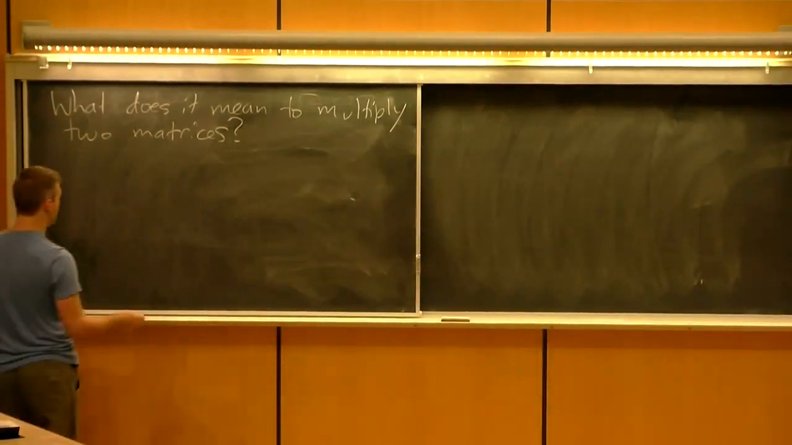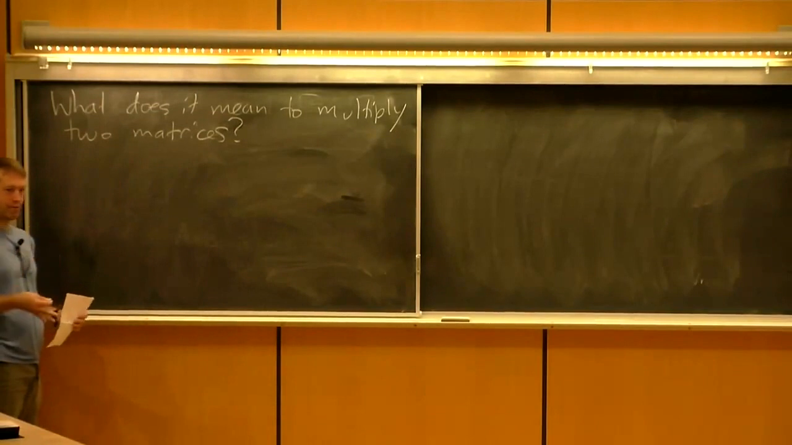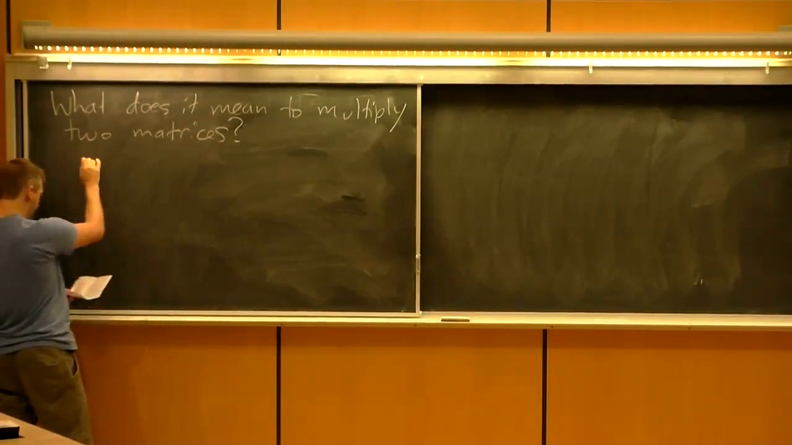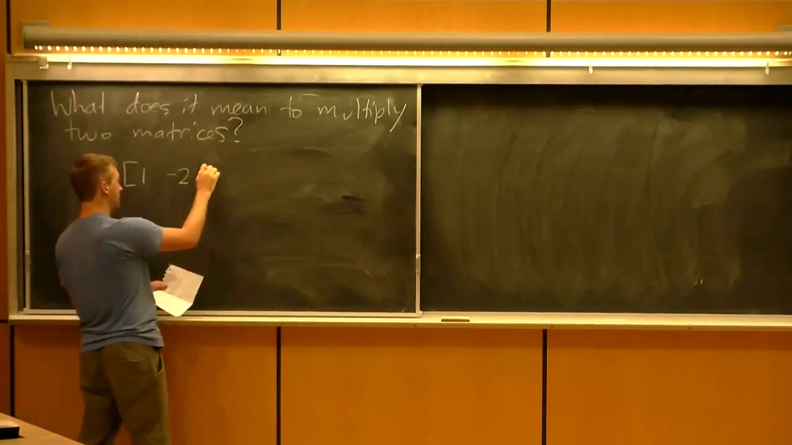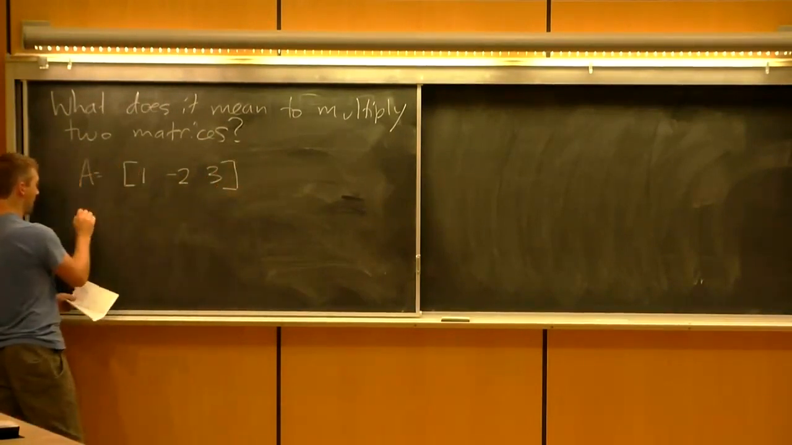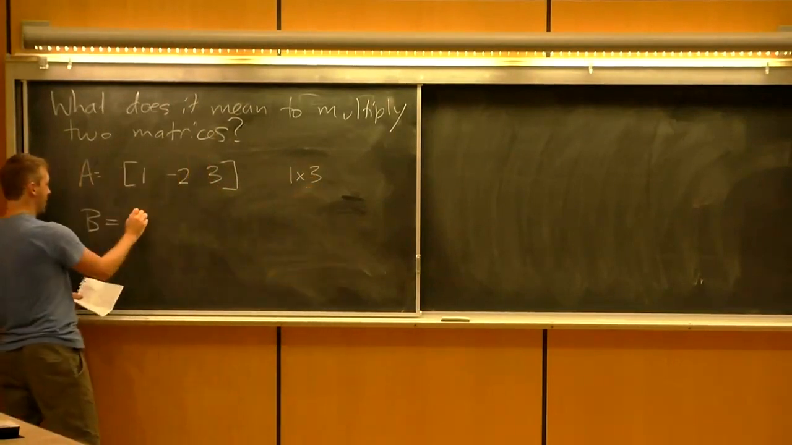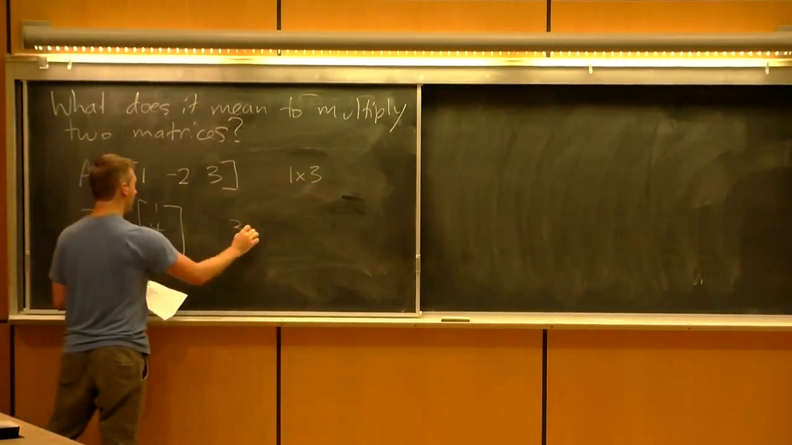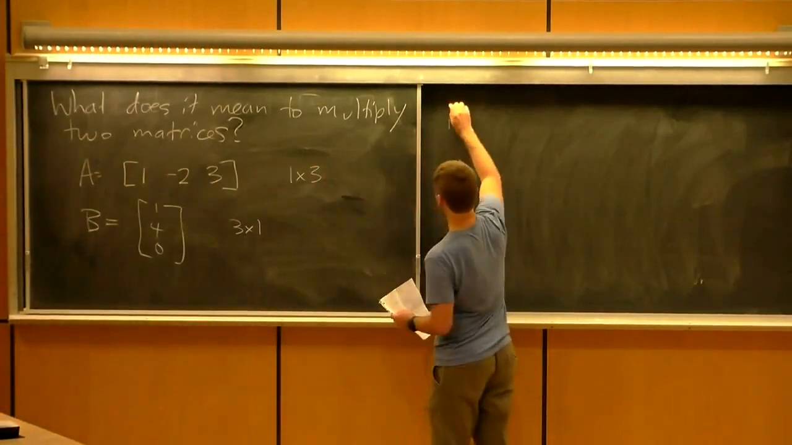So let's start with the simplest possible case, which is just multiplying a row matrix and a column matrix. Imagine I've got a matrix A, which is the matrix 1, -2, 3. So this is a 1 by 3 matrix. I've got the matrix B, which is 1, 4, 0. So this is a 3 by 1. So how do you compute A times B?